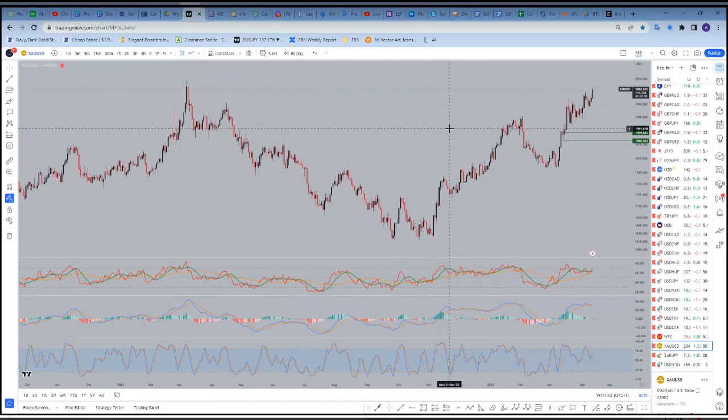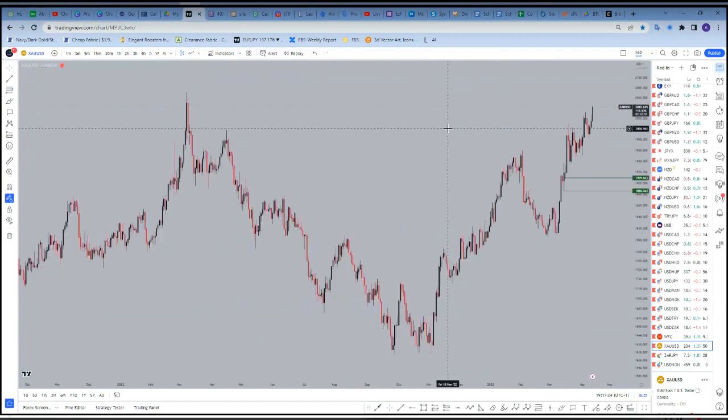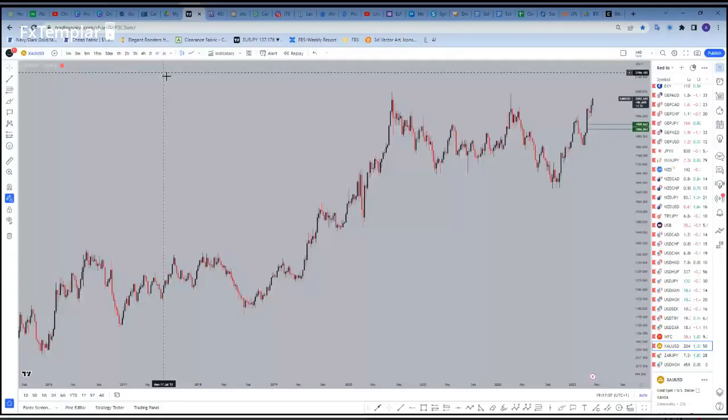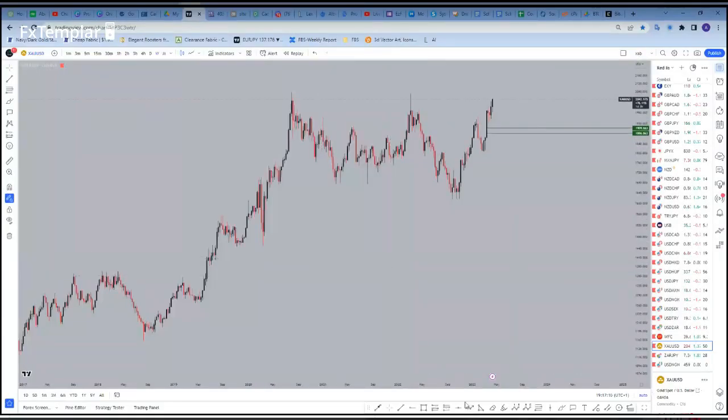As far as I'm concerned, I think that gold is preparing for a major sell. We're going to be dropping setups in the group from tomorrow, because I already ran all the analysis required. So you're going to be seeing setups dropping in the signals group. But this is what I'm seeing on gold right now.